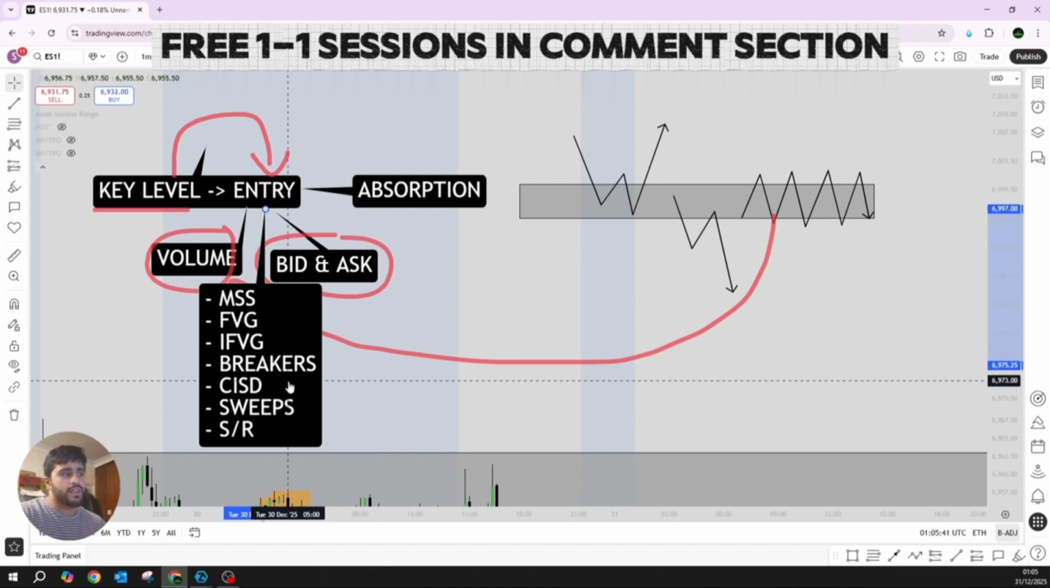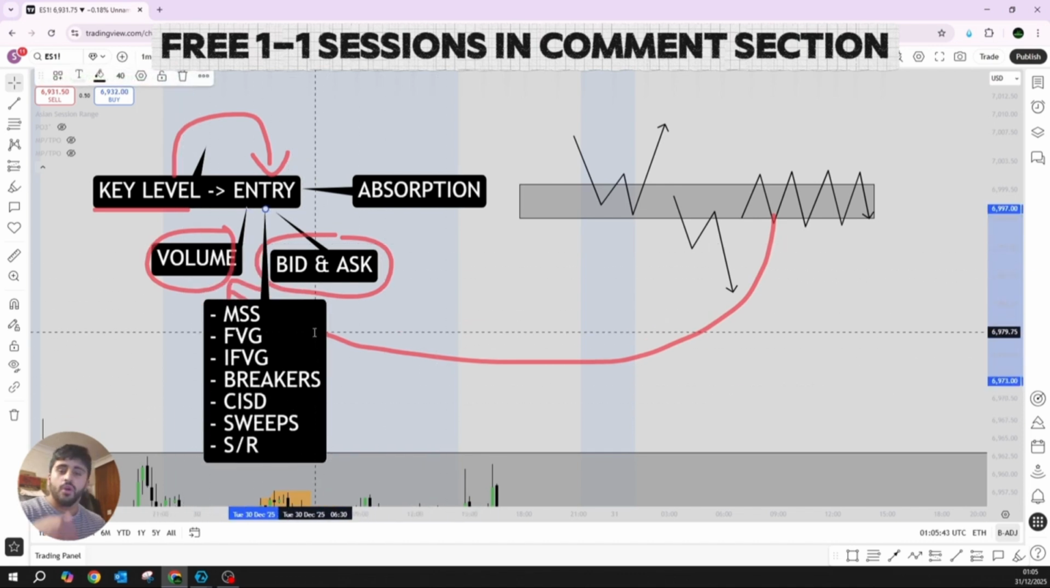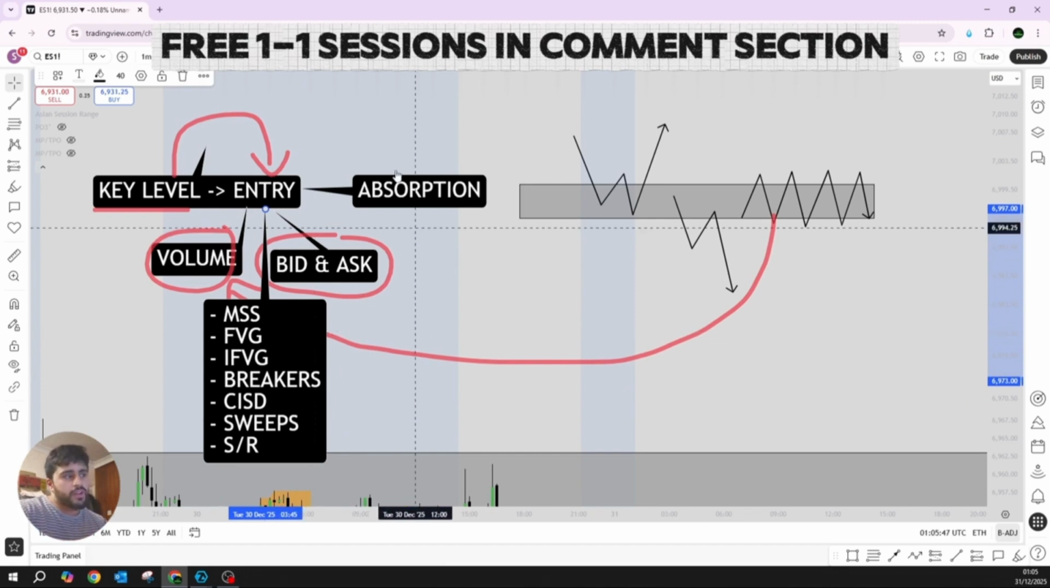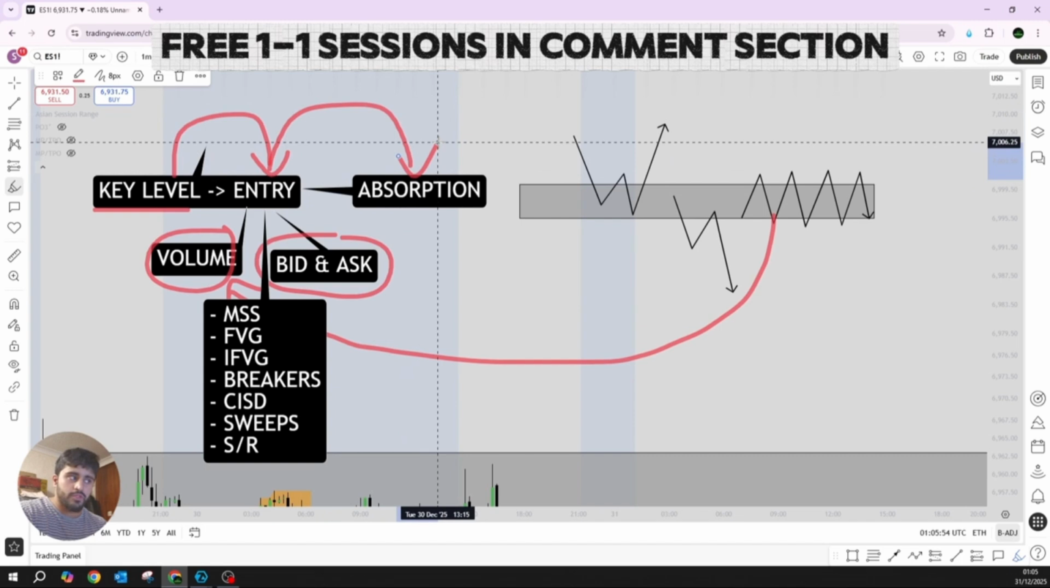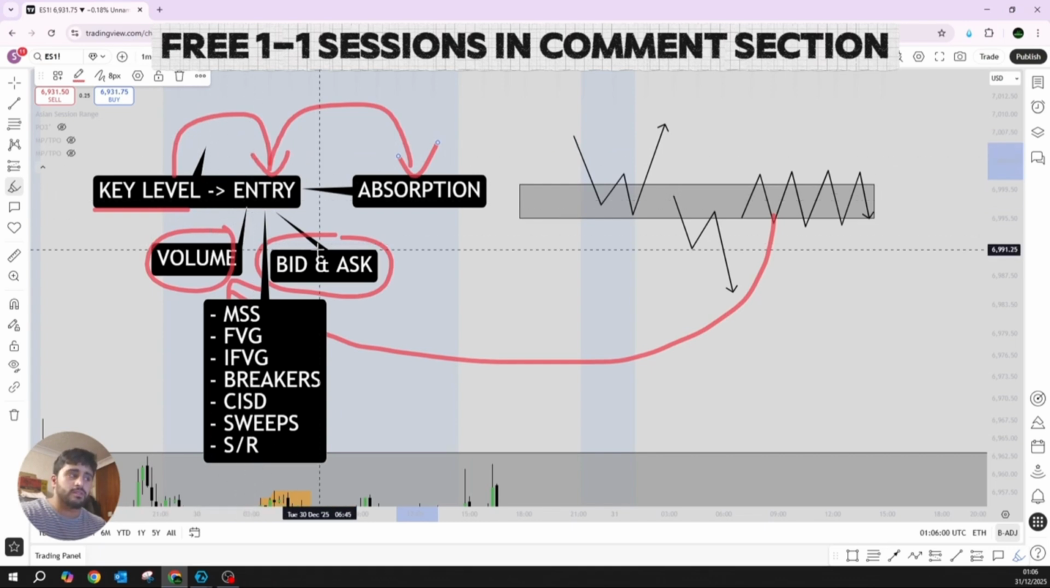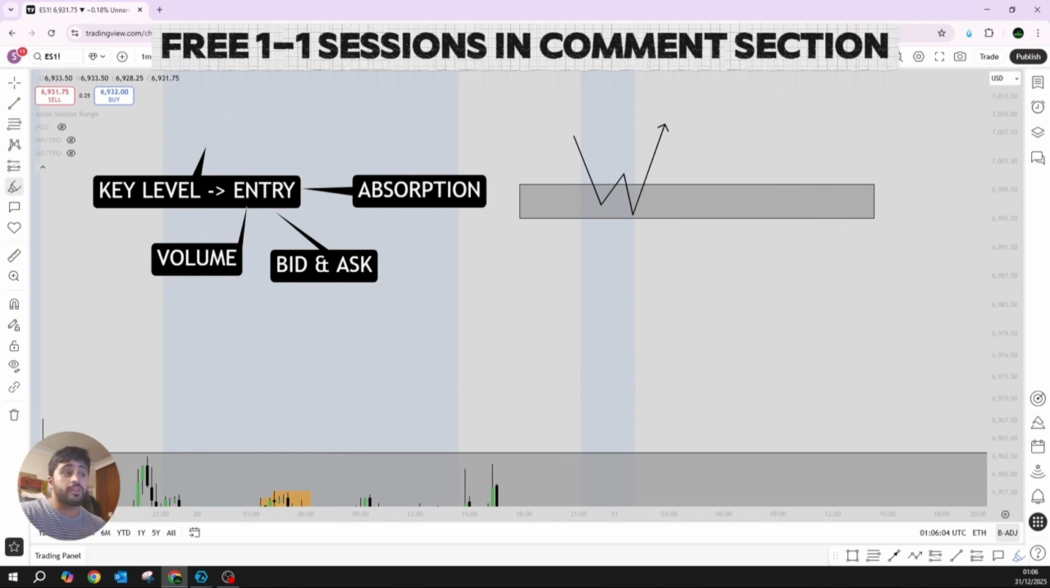A lot of traders get so wrapped up in the day-to-day of which concept to use and why they should use it. But fundamentally, you're not really understanding why you want to be taking a trade in the first place, which is the third step: absorption. So everything in trading comes down to three basic things. You need to know where to trade from, what to look for, volume and delta, and why you're looking for it. That is the absorption part of the video.